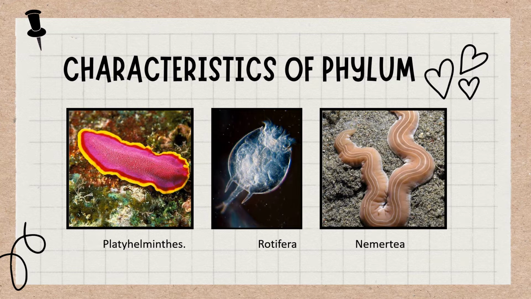These are some of the characteristics of phylum: Phylum Platyhelminthes, Phylum Rotifera, and Phylum Nemertea.